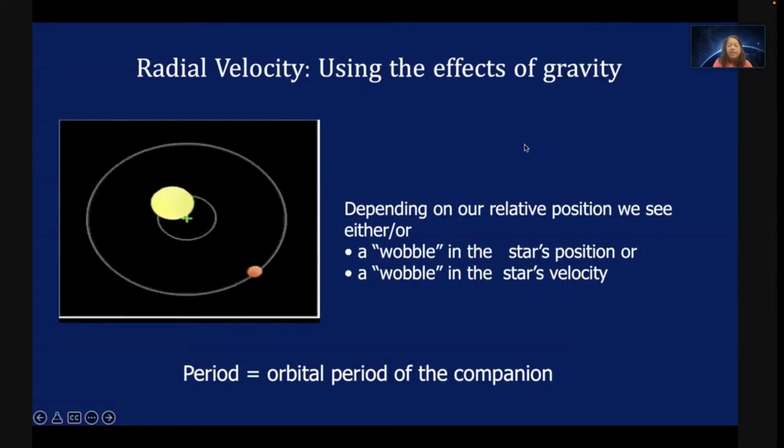The radial velocity technique is essentially using the effects of gravity. For example, if you have a star and a planet, they are both going around their common center of mass, which you can see over here. Because of that, you have a wobble in the star's position, which also means a wobble in the star's velocity. So if you were observing the spectrum from the star, it would be redshifted while it's going away from us, and blue shifted while it's coming towards us. Based on that, you can detect the presence of the planet.